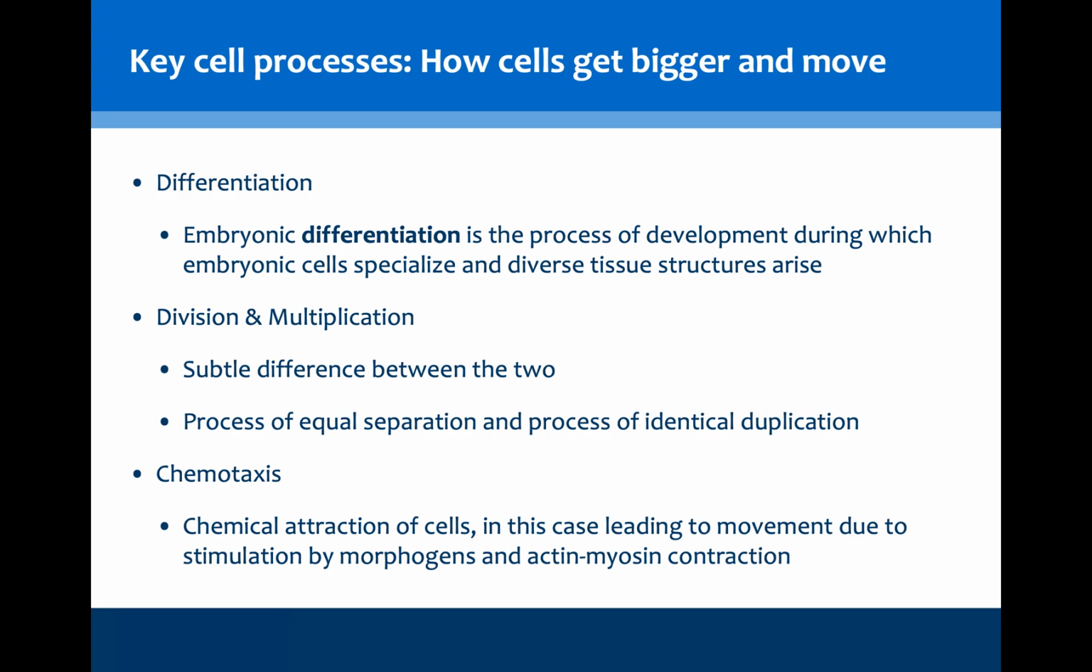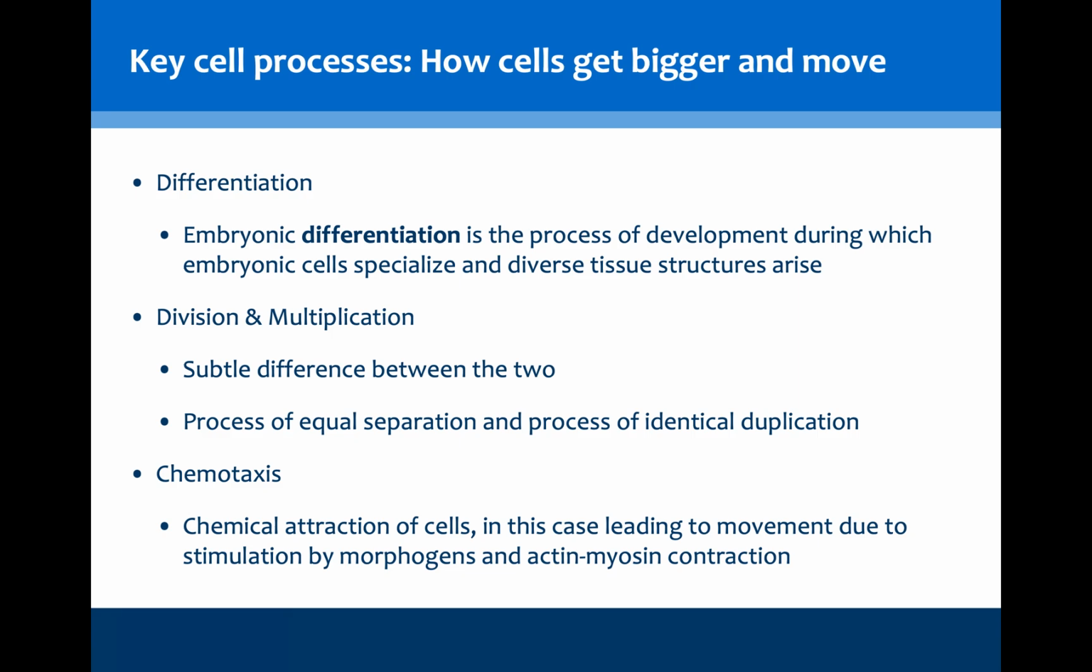The second is division and multiplication, and there's a subtle difference between the two that's often assessed in exams. But effectively, division is a process of equal separation, i.e. the cytoplasm is shared between two future cells, as is the nuclear material. And then multiplication is the process of identical duplication. So in this case, everything is doubled prior to the division.